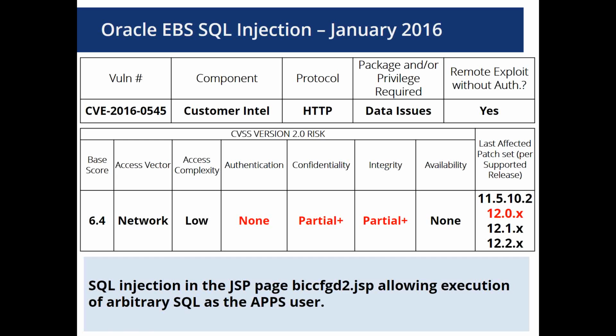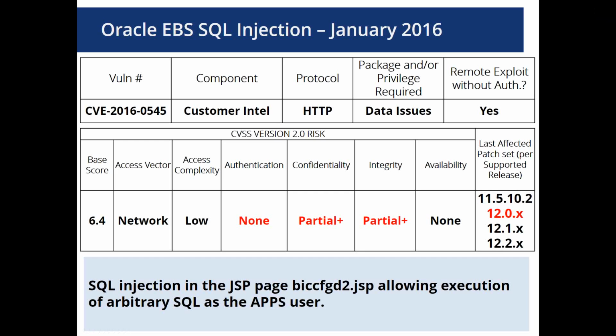The one key piece of information here is this column, remotely exploitable without authentication. That means I do not need to be signed into the Oracle Business Suite. As long as I can connect to your environment and see the URL, so let's say iSupplier, iRecruitment, iStore, I can fully take advantage of this. I don't need an account. And if you look at the two items in red there, partial plus, this means I can start executing any code I want as the apps user. So again, very powerful. Under the confidentiality and integrity columns, partial plus means I can see the entire database. I can see everything. I can execute anything I want as the apps user.